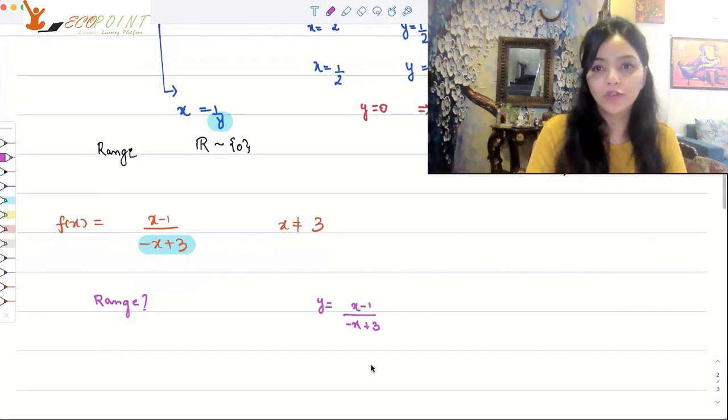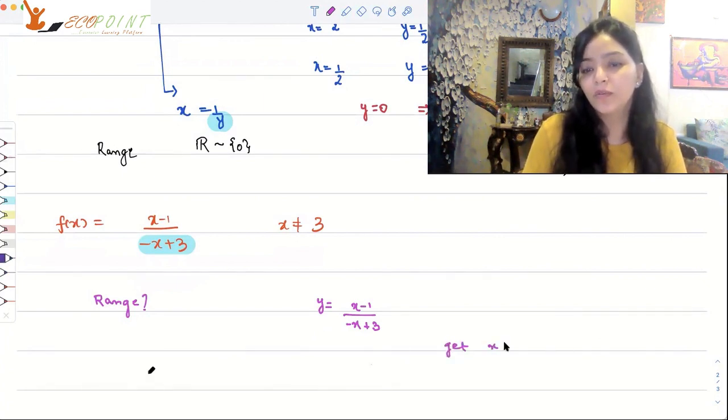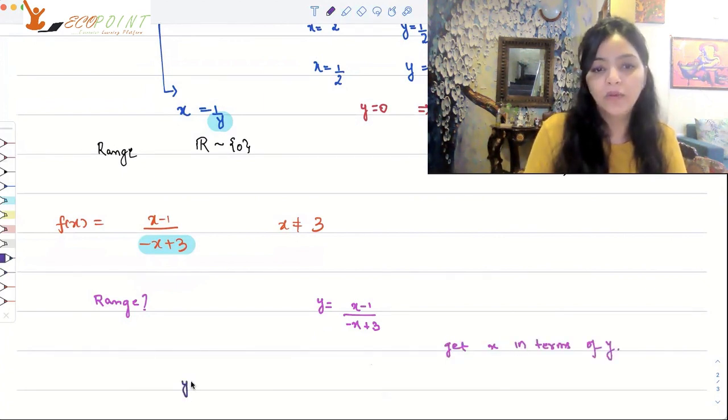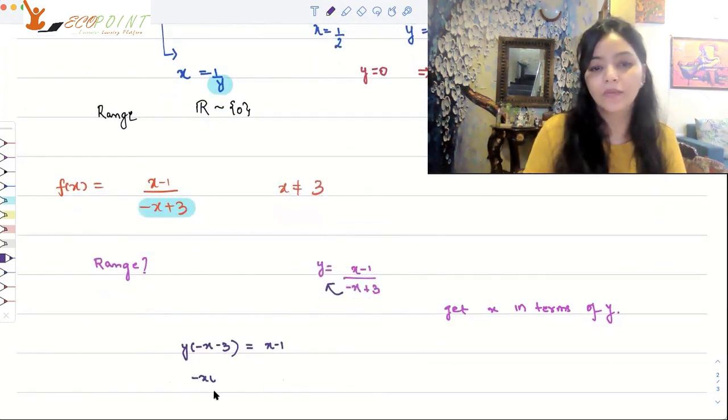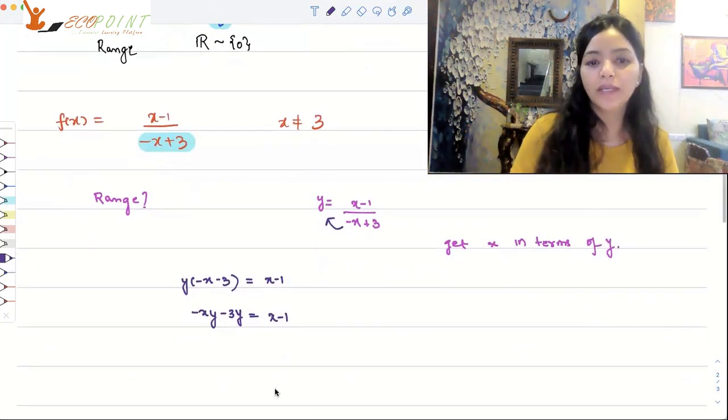We would want to use the technique that I just told you. We have y in terms of x. Let's get x in terms of y. Let's try doing that. So what I'm going to do is I'm going to take the numerator out here to the left hand side, and that equals x minus 1. So minus xy minus 3y is equal to x minus 1.